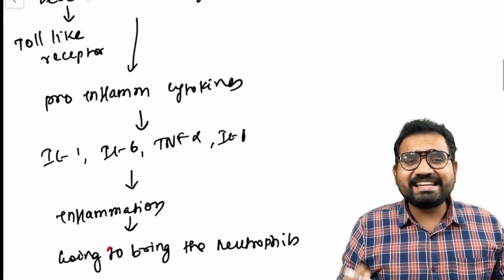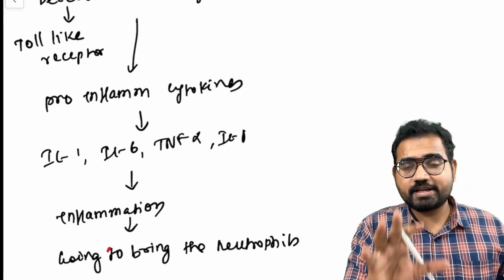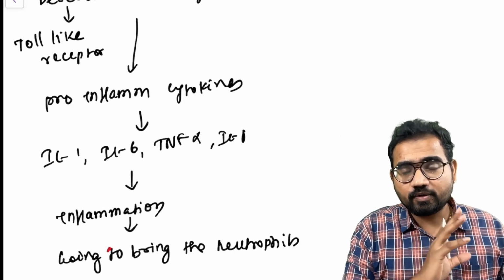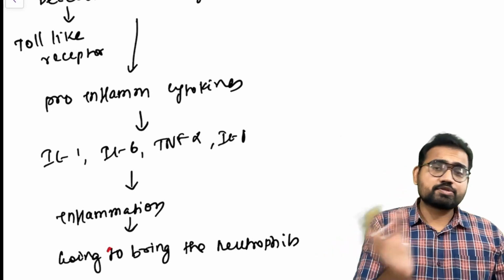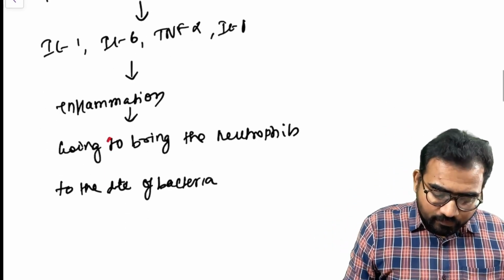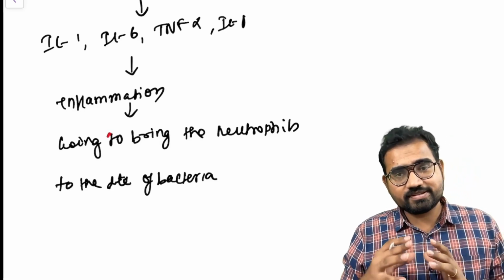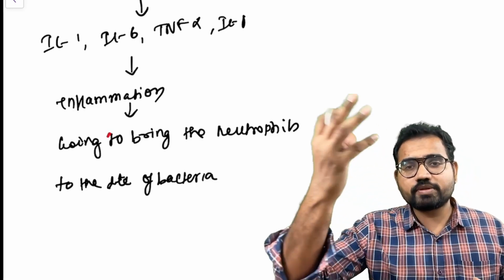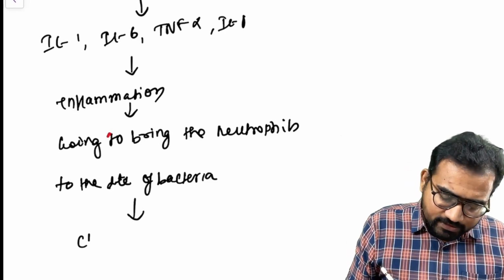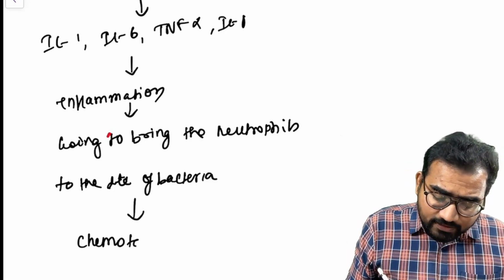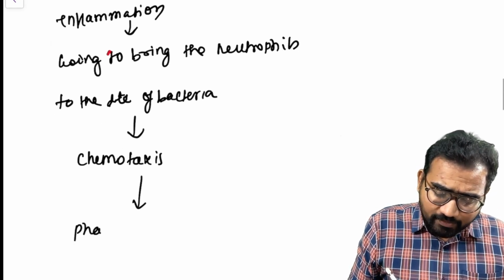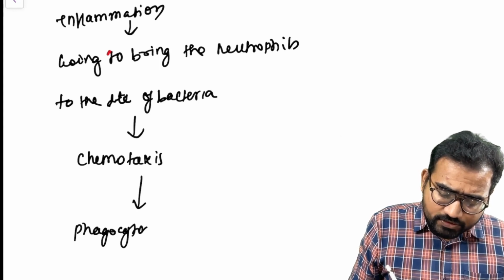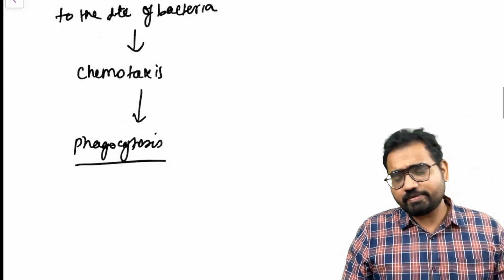Okay, so a detailed video of this has been taken on the host response to bacterial microbial invasion, so you can just watch it. This is a quick recap. In inflammation, the neutrophils come out and go to the area by a process called chemotaxis, which is done by interleukin 8, and once they reach the area, they engulf the bacteria by phagocytosis. So what is the relationship between this and the pocket?